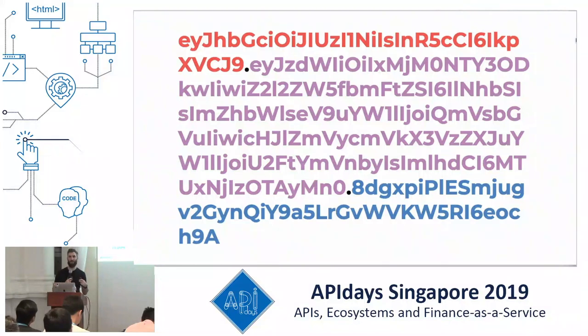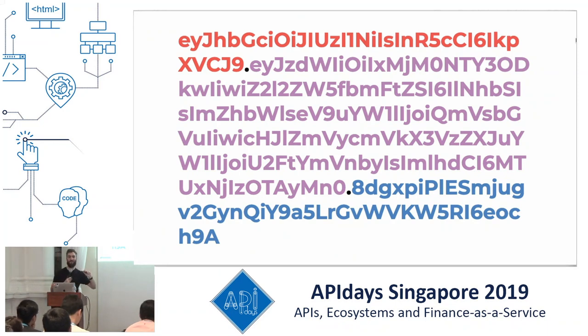This is a JSON Web Token. Now, if you've seen a JSON Web Token before, it might look like a random sequence of characters, but it's actually made out of three different parts with a dot dividing the three different parts. Who's ever noticed this before?